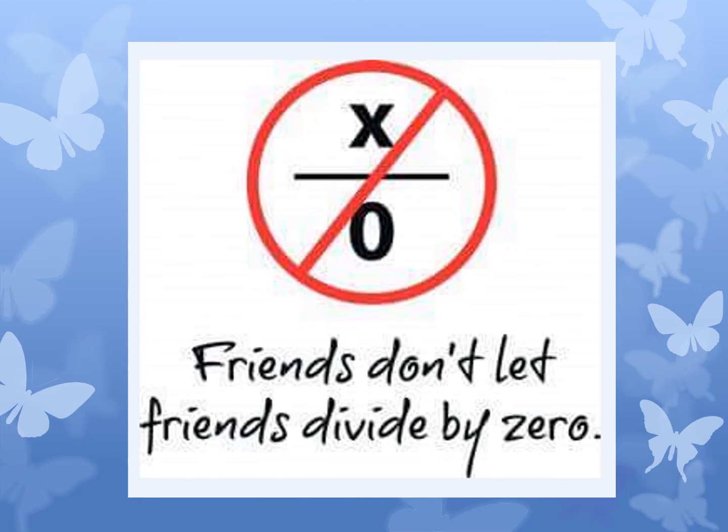So we're going to begin day one with this graphic. It says friends, don't let friends divide by zero. What that means is you can never, ever have a zero in the denominator of your rational expression or your fraction. Just like we don't allow zeros in any denominator, it goes for this concept as well. So in this lesson, we're going to be talking about some variable restrictions as well. So just remember, friends, don't let friends divide by zero.